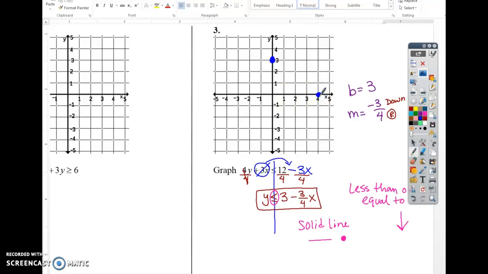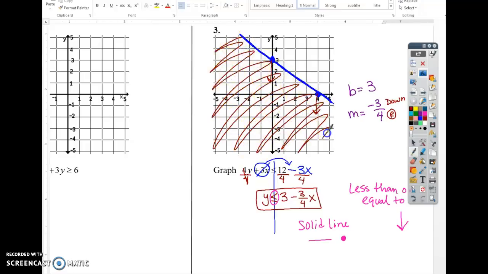Okay, and I don't think we need another one. Look, we went down 1, 2, 3, to the right 1, 2, 3, 4. Down 3/4. Connect your point with a solid line. And which way are we shading? We're shading below the line. So draw your down arrows and go ahead and shade. That means all of our solutions are on the shaded area and they're also on this solid line. So you can pick any of those and that would be solutions.